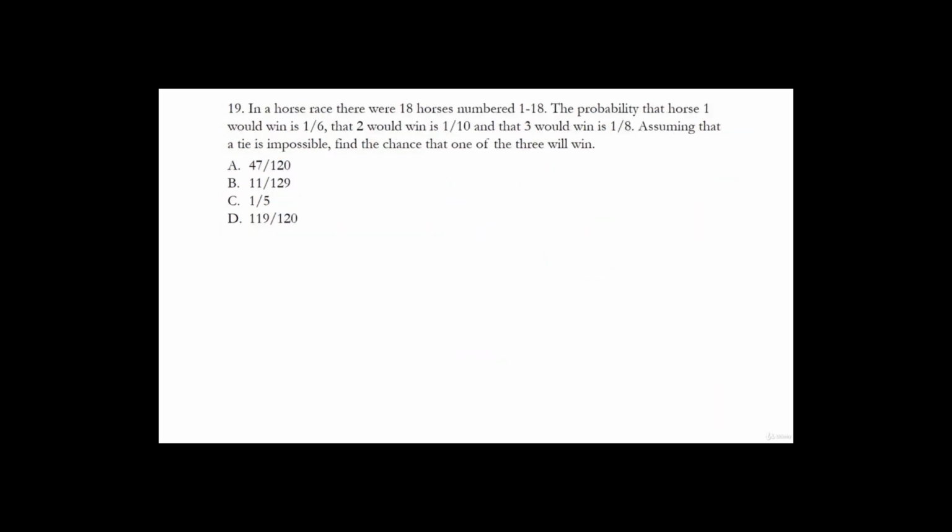In a horse race, there were 18 horses numbered 1 to 18. The probability that horse 1 would win is 1 by 6, that 2 would win is 1 by 10, and 3 would win is 1 by 8. Assuming that a tie is impossible, find the chance that one of the three will win. So any one of them wins, that is either A or B or C. So we just add those probabilities. Here they have directly given the probability, so we can add those values. 1 by 6 plus 1 by 10 plus 1 by 8.